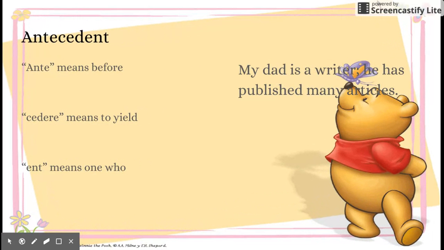All right, if we use our morpheme master skills, antecedent literally means one who goes before. So an antecedent is the noun we give the nickname or pronoun to. If we don't know to whom we are referring, then the pronoun is just confusing to your readers.